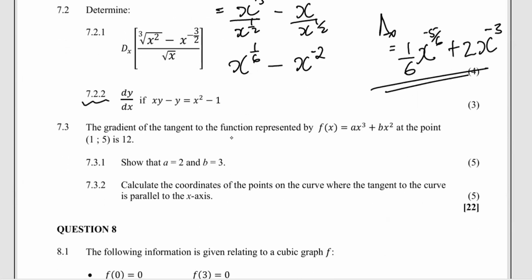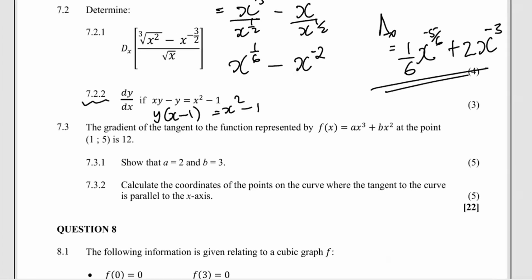7.2.2: we must find dy/dx. Step number 1, take out what is common, which is the y. You'll be left with y times (x minus 1) is equal to x squared minus 1. Then we're going to divide both sides by x minus 1.